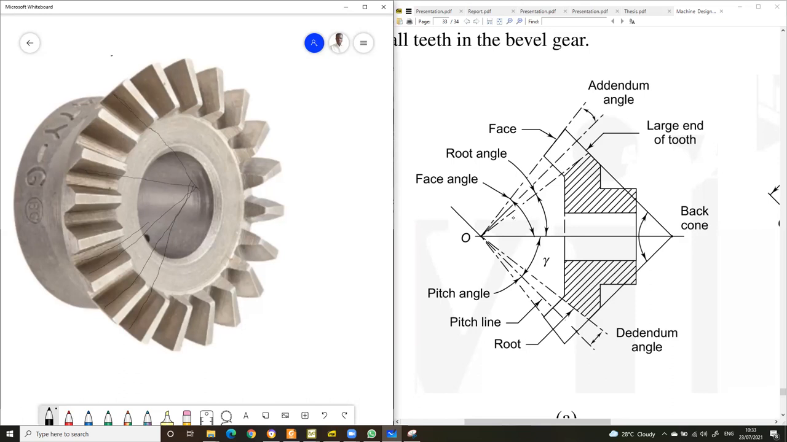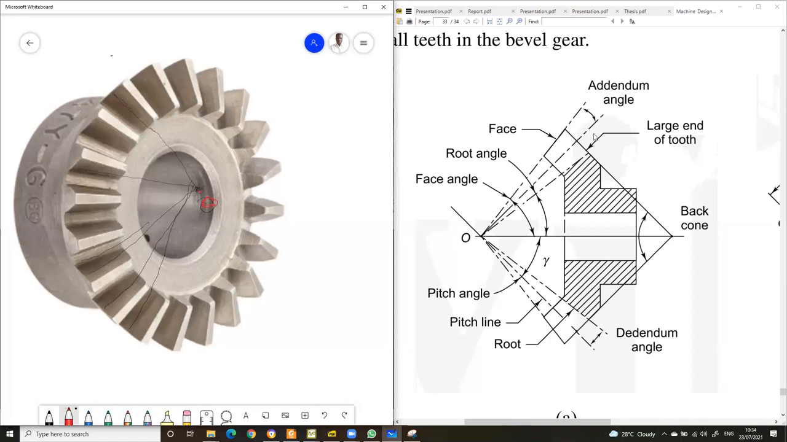Then the cone center O is that center where all the cones are concentric, the concentric center of all the cones that form the bevel gear. So for instance, if you look at the shape of the teeth, you see that if we continue forming the teeth, they are going to converge at one center. And that is what you call the cone center. The cone center is usually designated with the letter O. That's the cone center.